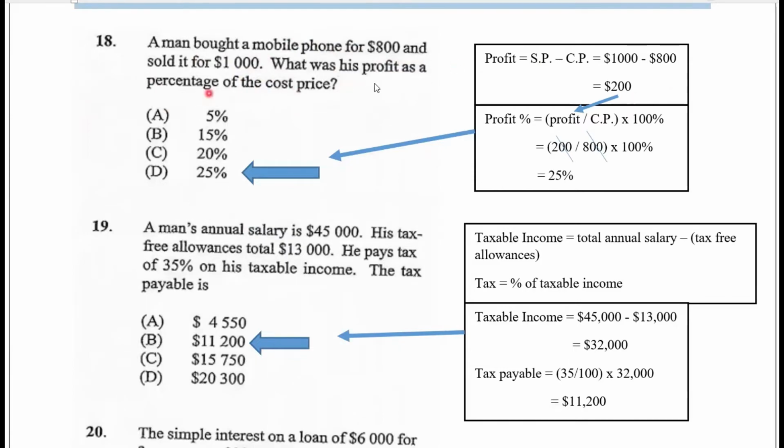And then the profit percentage would be what? Profit over cost price by 100%. In other words, it would be $200 over your cost price of what? $800 by 100%. Cross out your 2 zeros, top and bottom. And we could say 2 into 2, 1, 2 into 8, 4, 4 into 4, 1, 4 into 100 is what? 25%.